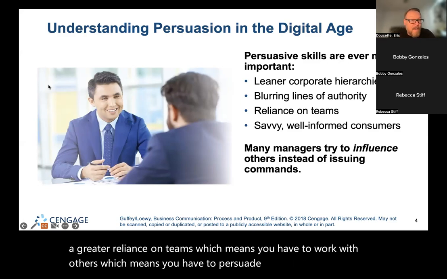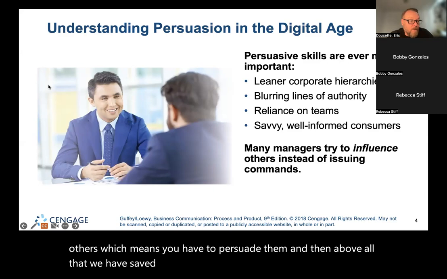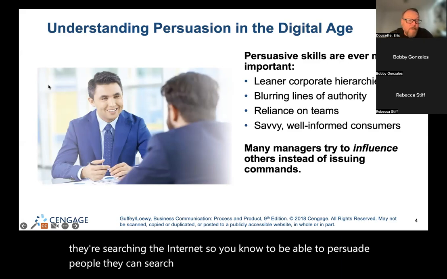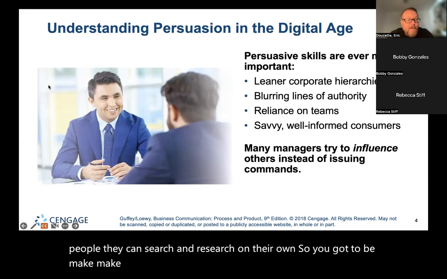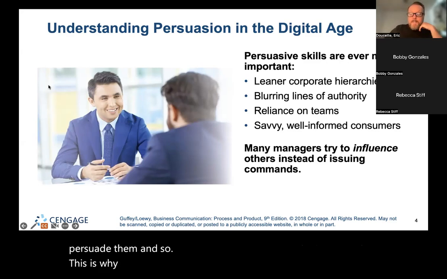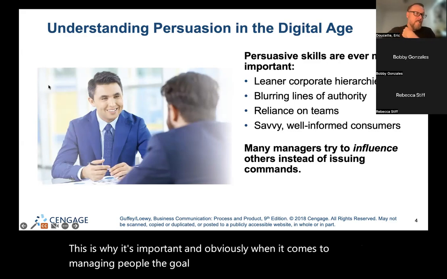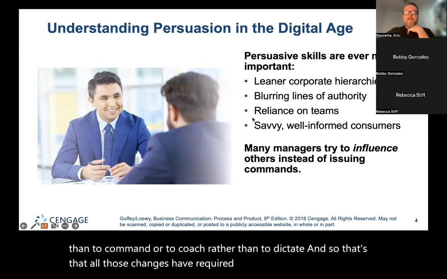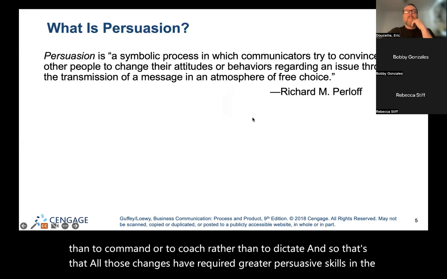And then above all that, we have savvy, well-informed customers and consumers, and they're searching the internet. So, to be able to persuade people, they can search and research on their own. So you got to make sure you're credible and make sure that you're able to persuade them. And so this is why it's important. And obviously, when it comes to managing people, the goal these days is to influence rather than to command, or to coach rather than to dictate, and so all those changes have required greater persuasive skills in the workplace.